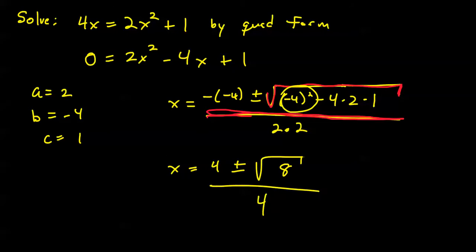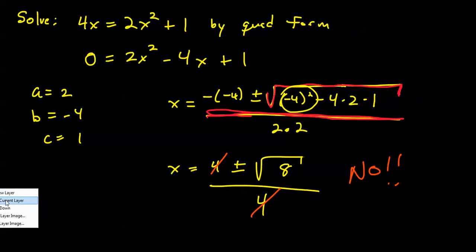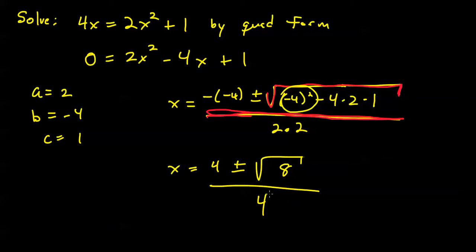Again, let me stress this. It's such a common mistake. A lot of students will try this. Hopefully it won't be you. They'll see the 4's and they'll try to cancel out these 4's. No, you cannot cancel out terms of a sum. You can only cancel out factors of a product, and that's not a product in the numerator. So let me delete that erroneous layer and try again.